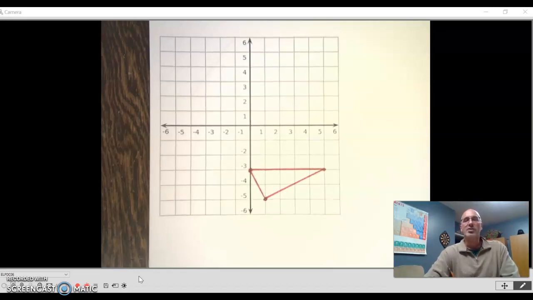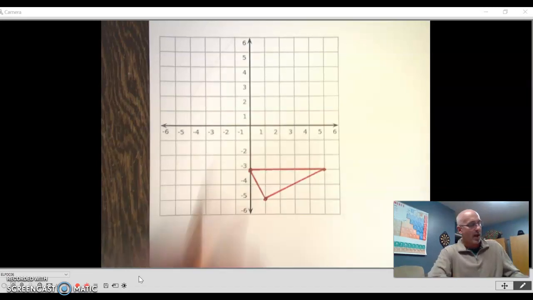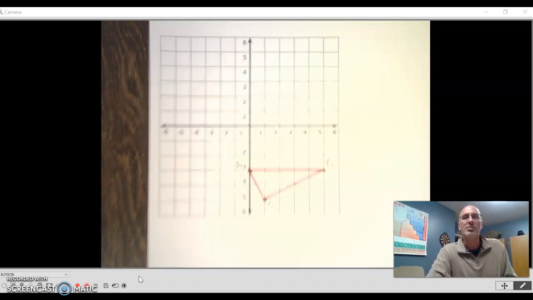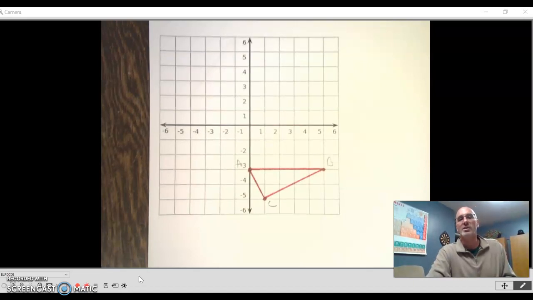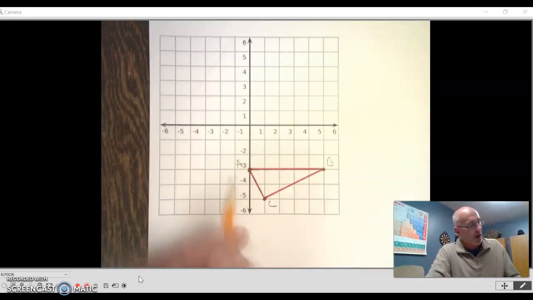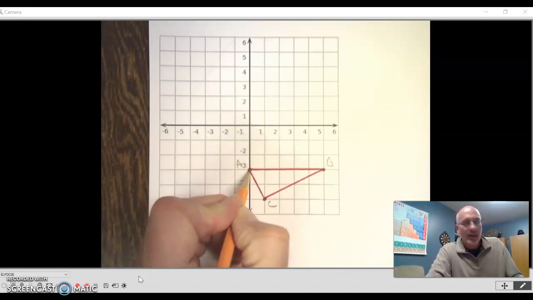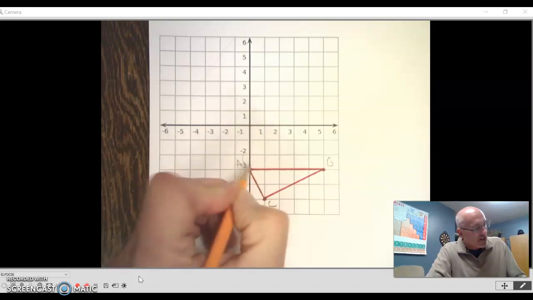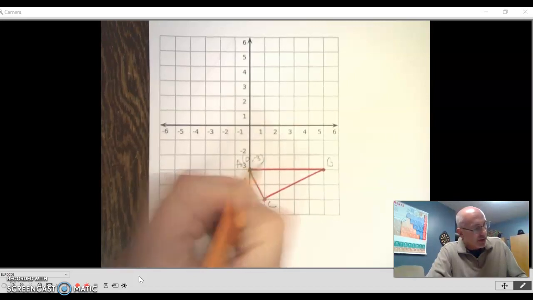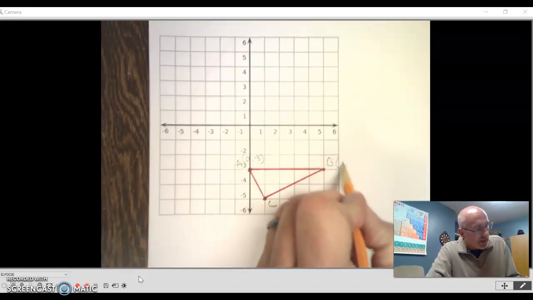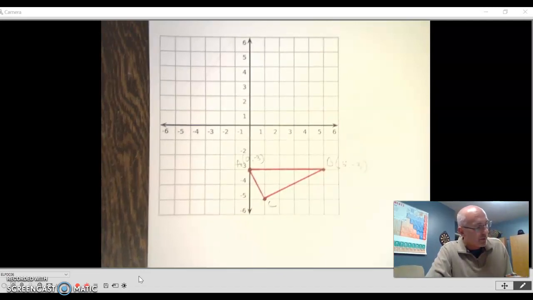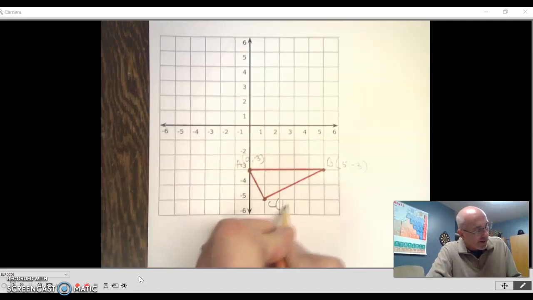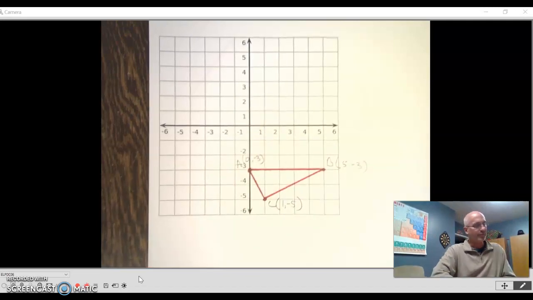So, I graphed a shape here. It's a triangle, and I am going to label it A, B, C. I'm going to give those vertices those point names. I'm also going to give them their coordinates. So A, I'm at 0, -3. B is 5, -3. And C is 1, -5.